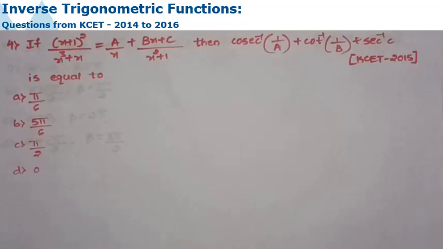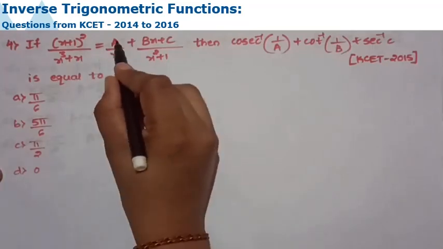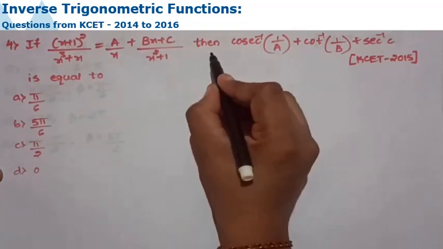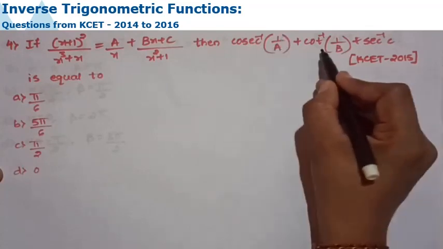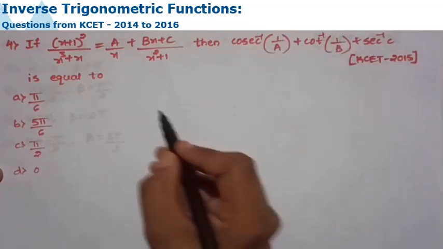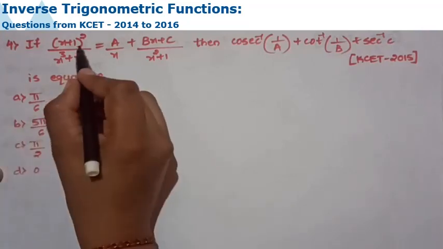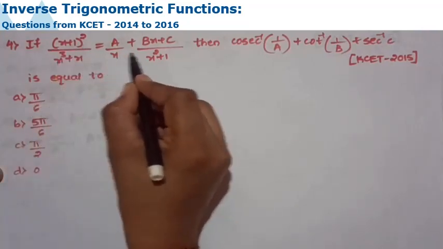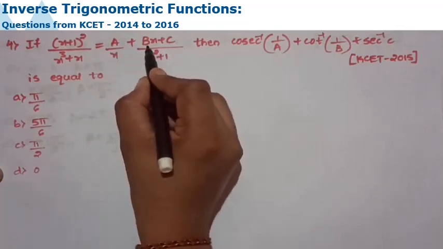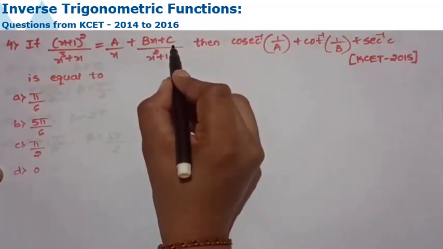Let me consider now the fourth question. If x plus 1 whole square divided by x cube plus x is equal to a by x plus bx plus c divided by x square plus 1, then the value of cosec inverse 1 by a plus cot inverse 1 by b plus sec inverse c is equal to. Here they have split the given expression using partial fractions, so we should find the a value, b value and c value.